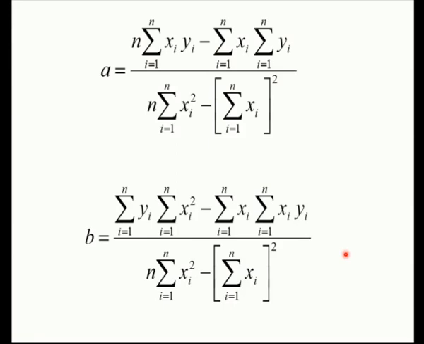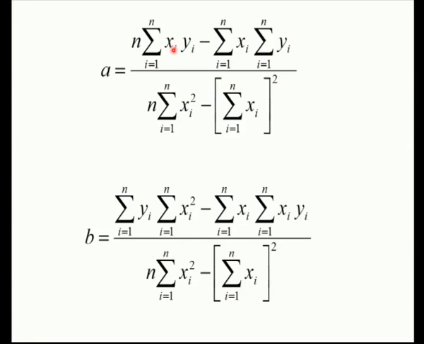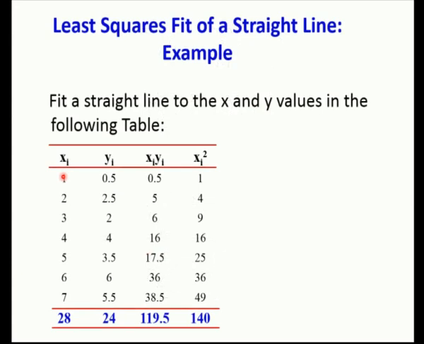So, what are the known terms you need? If you are supplied xi yi for i equal to 1 to n pairs of points, you need to compute the sum of the xi terms, sum of the yi terms, sum of the cross product terms xi yi, and sum of xi squared terms. So, then all are known, you can compute a and b, and we will see one example.